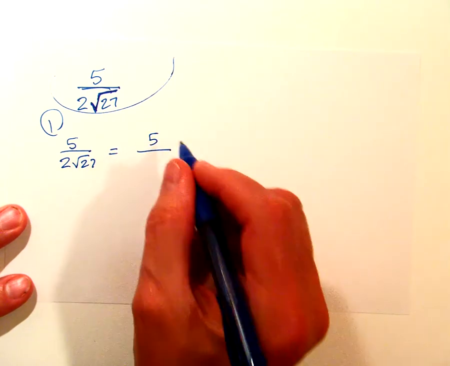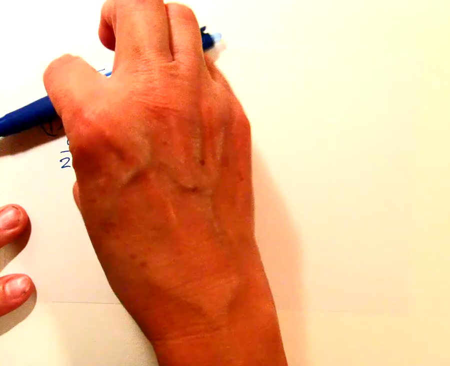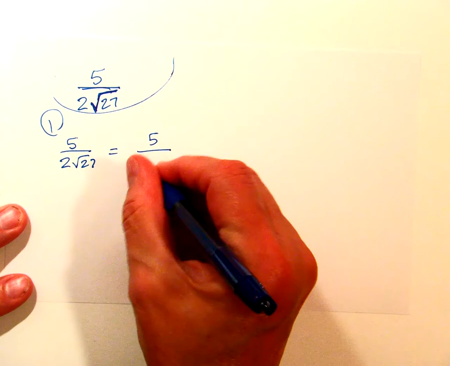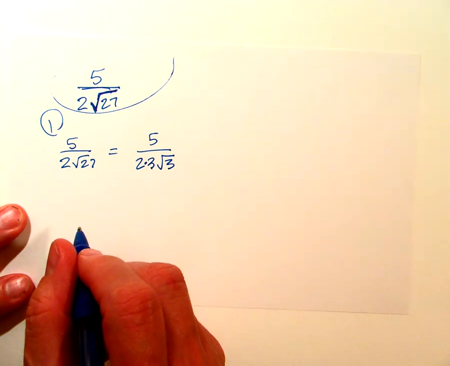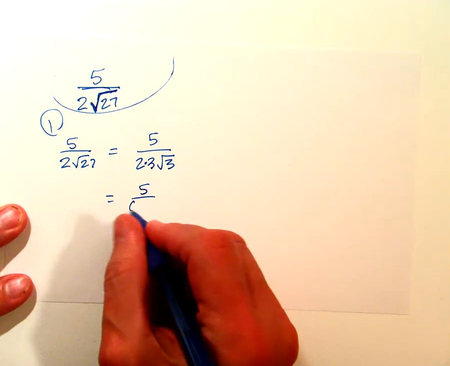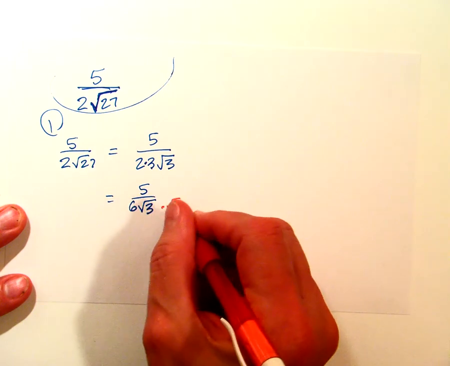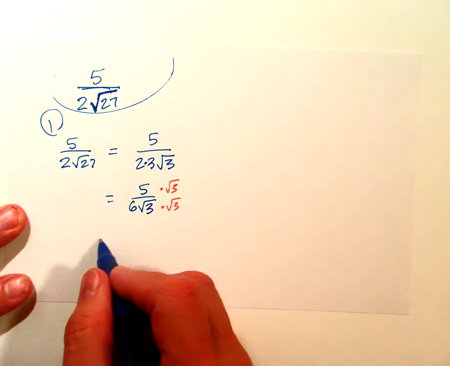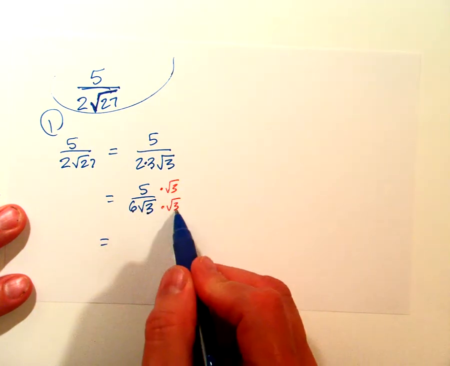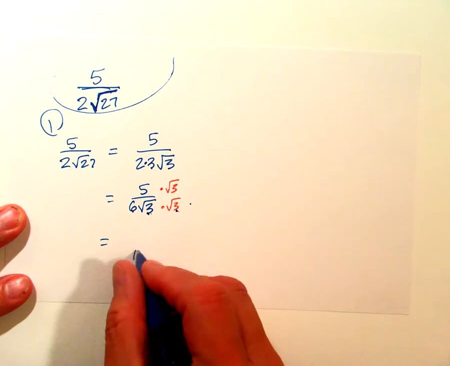becomes 5 over, okay, 27 is 3 times 3 times 3. A happy couple and a lonely only of 3. So that's 2 times the happy couple of 3 times the lonely only 3. Does everybody see that? Okay, which is 5 over 6 times the square root of 3. Oh, well, you know, I made that a little bit easier to do, but it's still irrational. So I need to multiply by the square root of 3 over the square root of 3, which is 1. Okay, so this will be 6 times the square root of 3 times the square root of 3. Well, the square root of 3 squared is 3, and 3 times 6 is 18.